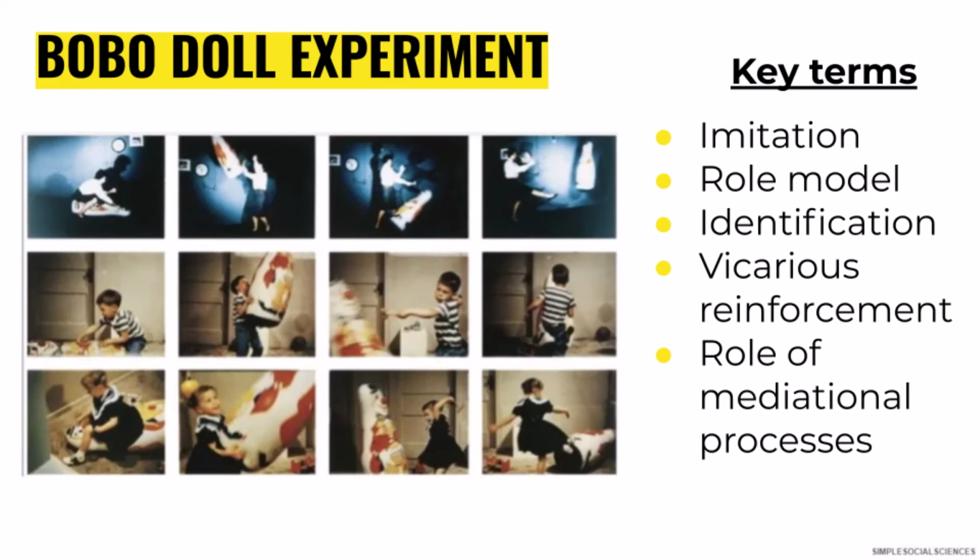And later replications slightly modified behaviours to include an additional condition where the model was either punished or rewarded for their behaviour, then beating the doll. As we'd expect, in the condition where the model was rewarded, children were more likely to repeat this behaviour when they encountered the Bobo doll. This type of reinforcement is known as vicarious reinforcement, which basically means learning behaviour through consequences others receive.